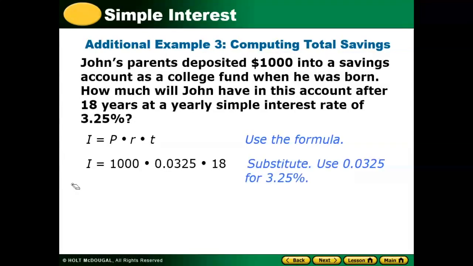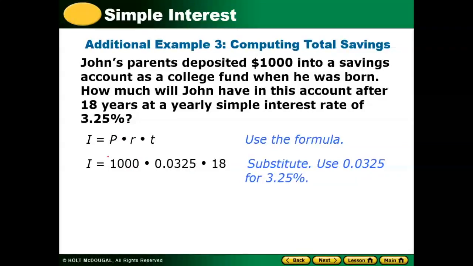So I equals PRT. In this case, we are being asked to find how much interest is earned in 18 years, right? But they want to know how much he will have in his account. So that's kind of the tricky thing here. He's not just going to have the interest amount in his account. It's going to be the amount, right? So it's going to be whatever was originally deposited plus the interest earned.